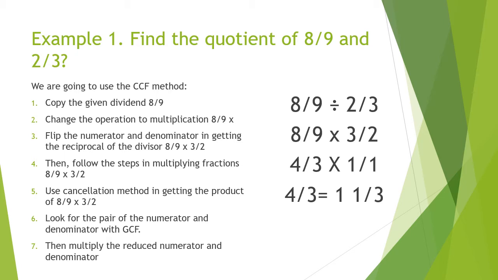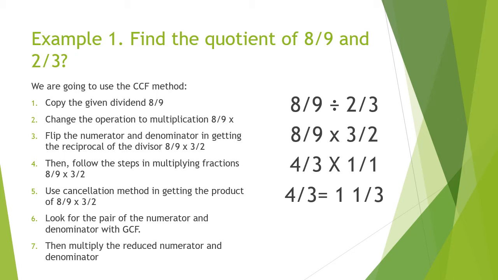We have 8 and 2 with greatest common factor of 2. 8 divided by 2 becomes 4. 2 divided by 2 becomes 1. Divide 9 and 3 with greatest common factor of 3. 9 divided by 3 becomes 3, and 3 divided by 3 becomes 1.